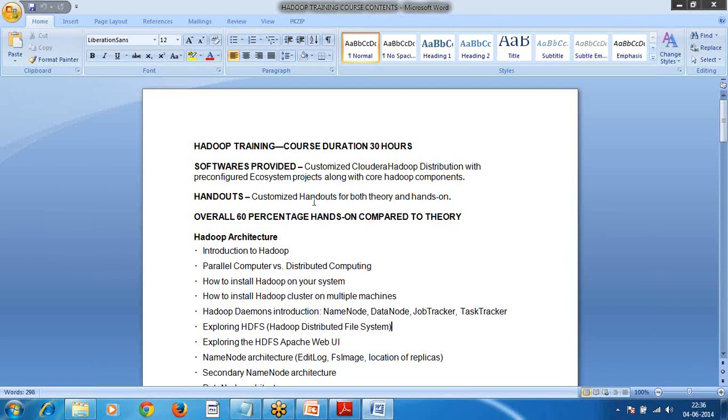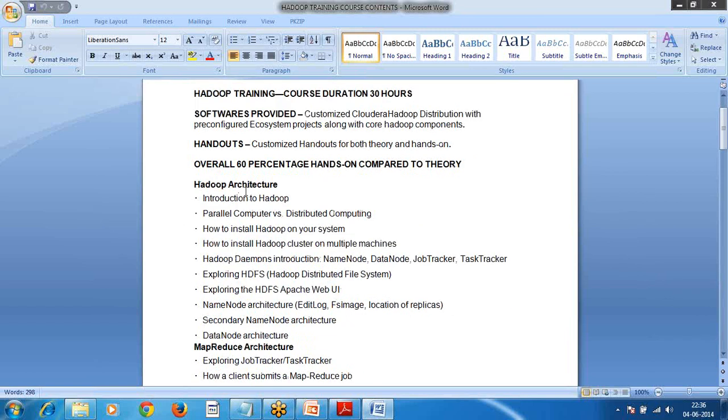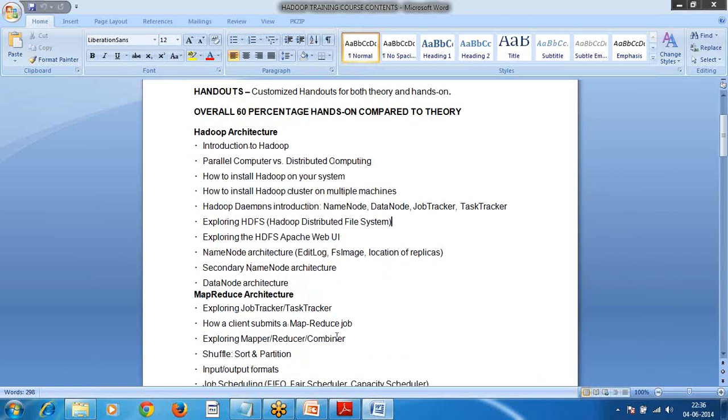Okay, first of all, I want to share with you the course content. In the entire training, we would be covering both the core as well as the non-core components. The entire training would be almost 60% hands-on compared to the theory sessions. We would be dealing with the Hadoop core components and Hadoop architecture, MapReduce architecture. So we would be covering HDFS and MapReduce as the core components.